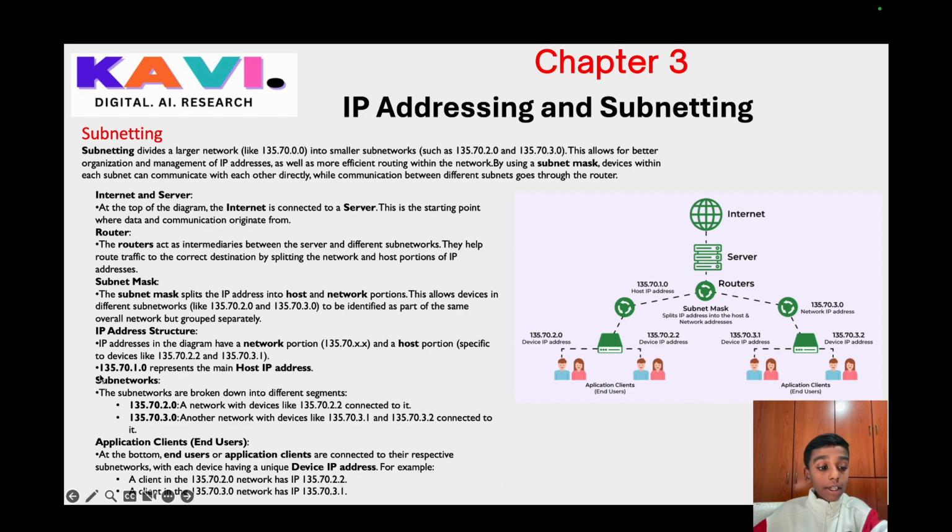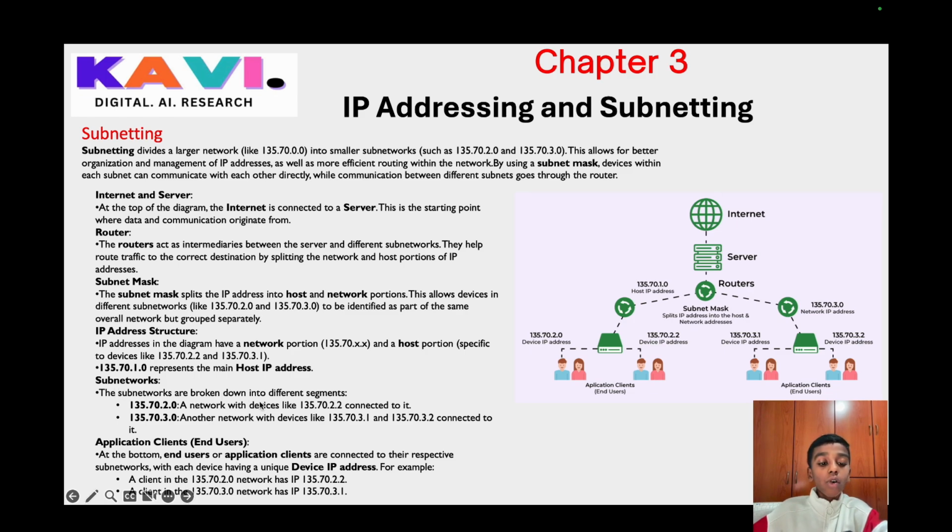As you can see here, 135.70.1.0 represents the main host IP address, and this will give internet to all the devices here. Now let's move on to the subnetworks.